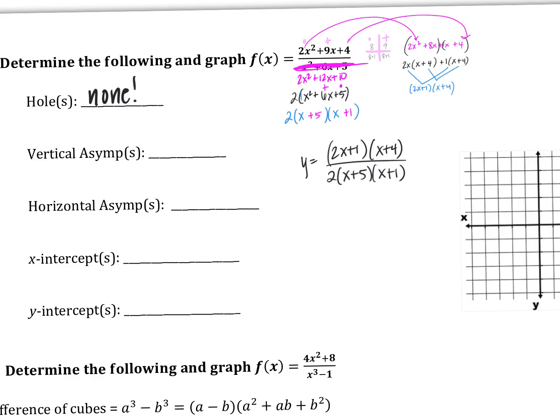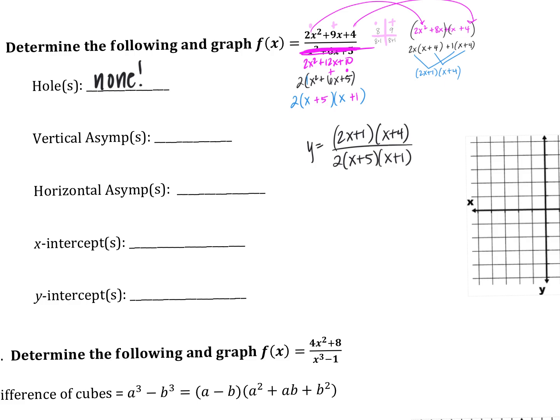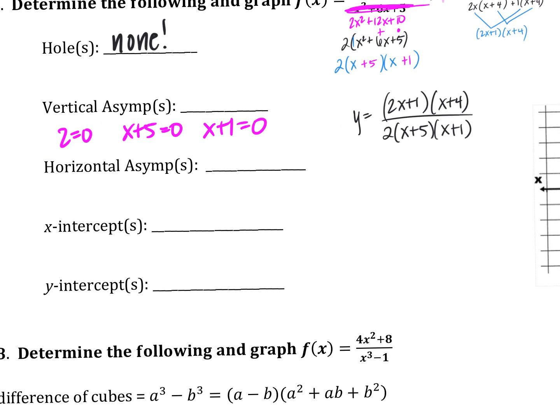Then to get the vertical asymptotes, you guys, it's when does the denominator equal 0? Do you agree my denominator has 3 things in it? We would separate them all. When does 2 equal 0? When does x plus 5 equal 0? When does x plus 1 equal 0? You might be like, I don't want to write this step. I don't blame you. You do not need to write this if we can think ahead.